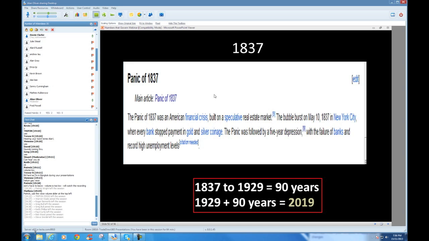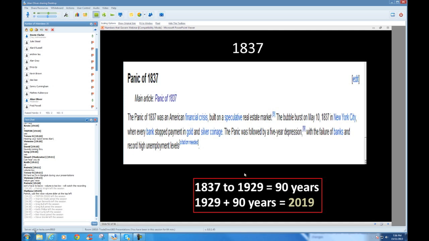Now, when we look at it, interesting, on Google, the Panic of 1837 was a financial crisis, an American financial crisis built on speculative real estate, a classic example of human beings repeating the mistakes of the past. That's why it's so important not to let history go. We have to remember these things. The panic was followed by a 5-year depression with the failure of banks and high unemployment levels. We've just seen a repeat of that. What's important for us?